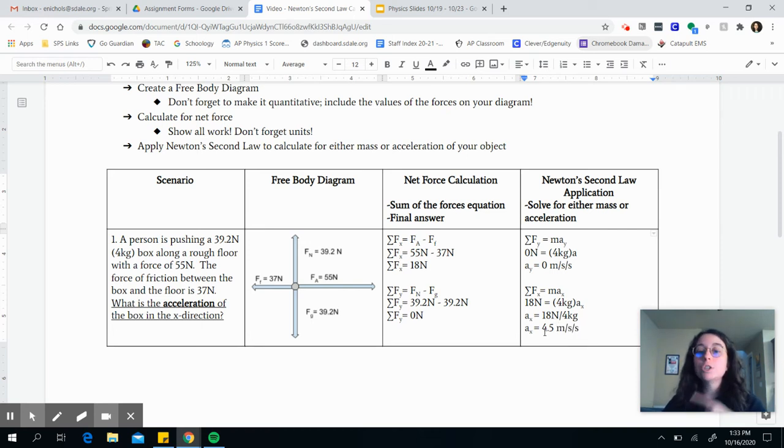Great. We made sure to keep up with our negatives and positives over here. So the fact that it is a positive value makes sense. If we're pushing it and it's moving forward, then we would anticipate our acceleration to be positive. Because if we're pushing in the positive direction, it's moving in the positive direction, it should be speeding up. That makes sense. Okay, that is your process for solving for acceleration.